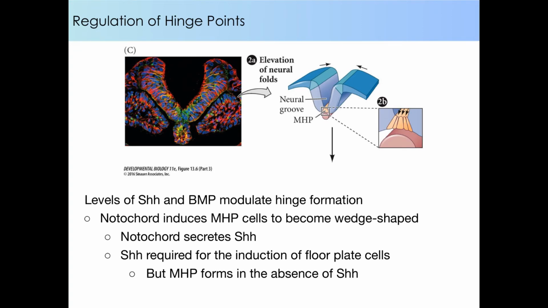But in animals who are knockouts for sonic hedgehog, the medial hinge point actually still forms. So that suggests that there are other signals that come from the notochord that are important for promoting the changes in shape at the midline of the neural plate. And the current evidence suggests that the most important factor mediating the formation of both the medial and also the dorsolateral hinge points are the levels of BMP.